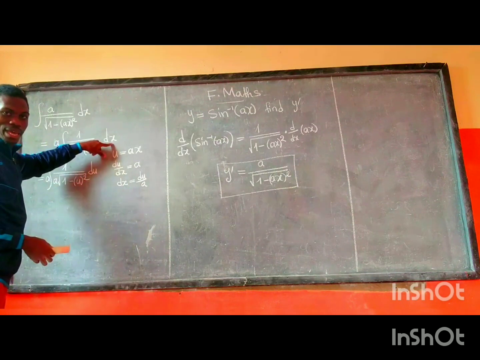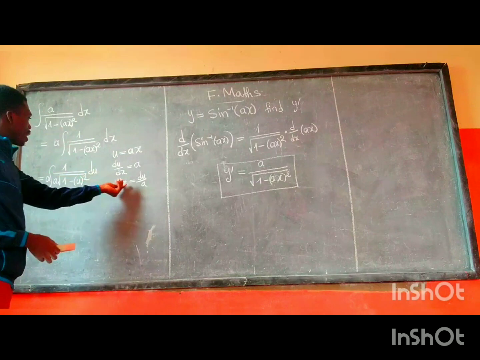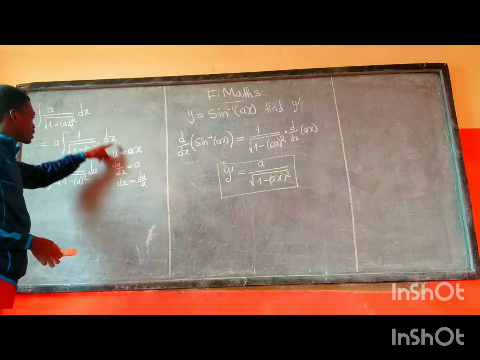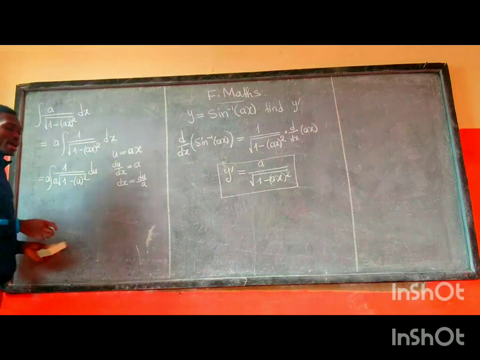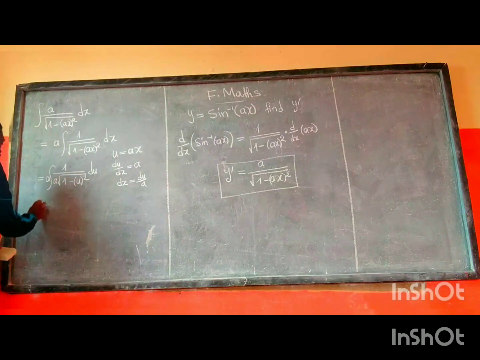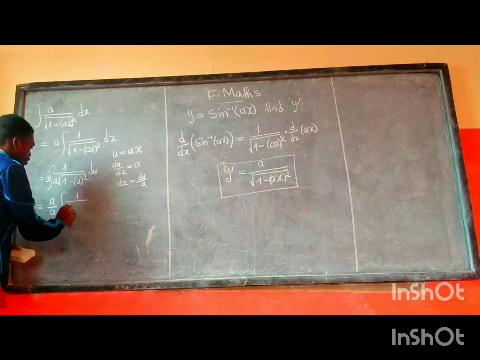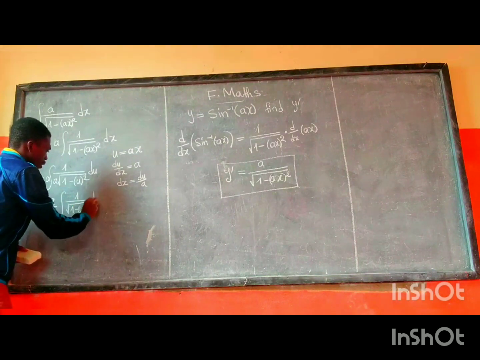Since I'm integrating du here, and dx is the same as du over a, I'm replacing dx with du over a. And the next thing I will do is to send out the a as well. So I'm going to have a over a times the integral of 1 over the square root of 1 minus u squared du.